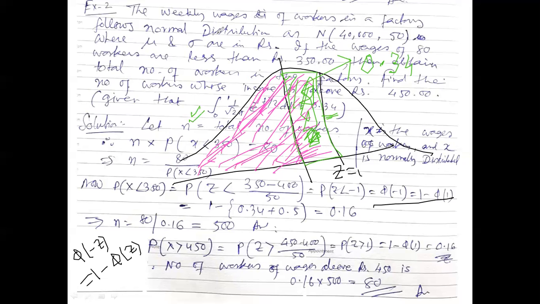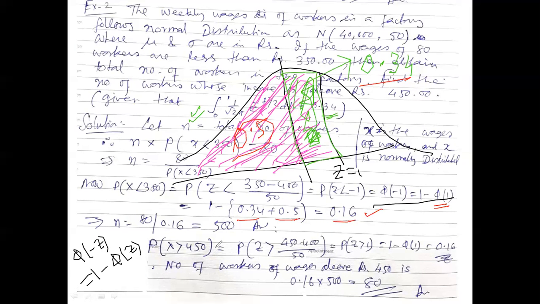And as per the bell-shaped property, this part is 0.5, right? So what is phi 1? Phi 1 will be 0.5 plus 0.34. Now, using the formula, phi of minus z is equal to 1 minus phi z. We can write 1 minus this, so you can also use this concept.